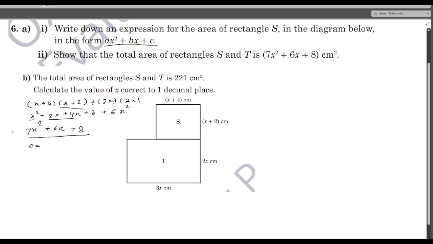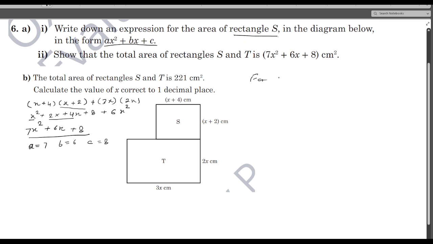So if you compare, a is 7, b is 6, and c is 8. So the value of a is 7. Now show that the total area of the rectangle is 7x square plus 6x plus 8. Okay, that is what we showed here. Okay, now one mistake I have done. Write down the expression for area of rectangle S. They are talking about rectangle S.